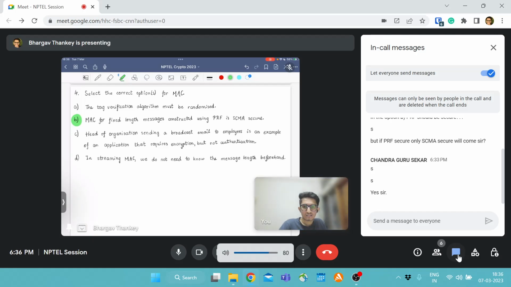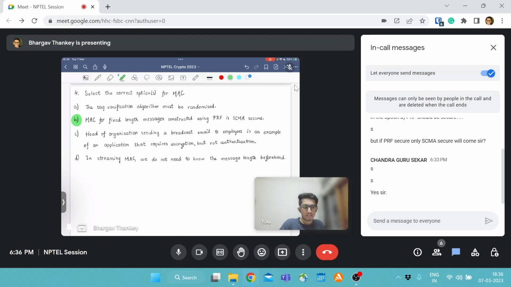What is the difference between PRF and secure PRF? They are exactly the same. Both are same, sir? Yeah. So here's the reason. What is a PRF? Pseudo random function. Okay. How is it defined? From a domain to another domain. That domain may be larger than the usual domain.